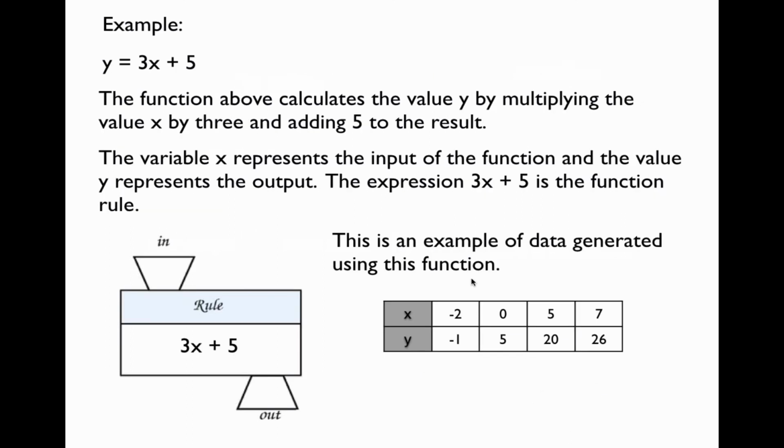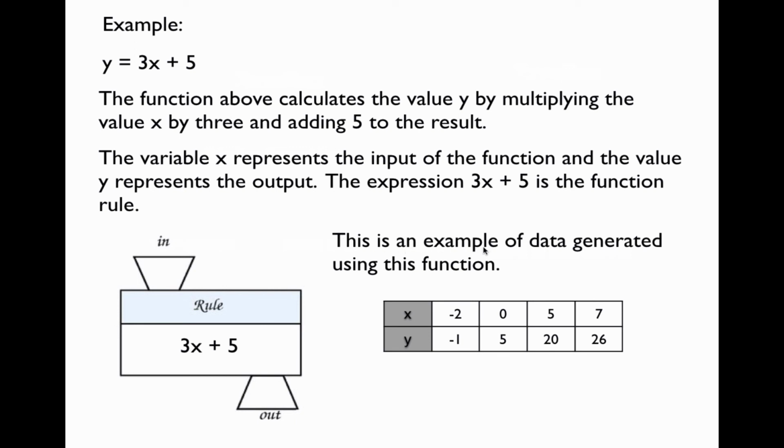So for example, y equals 3x plus 5. The function above calculates the value y by multiplying the value x by 3 and adding 5 to the result. So the variable x represents the input of the function and the value y represents the output. The expression 3x plus 5 is the function rule.